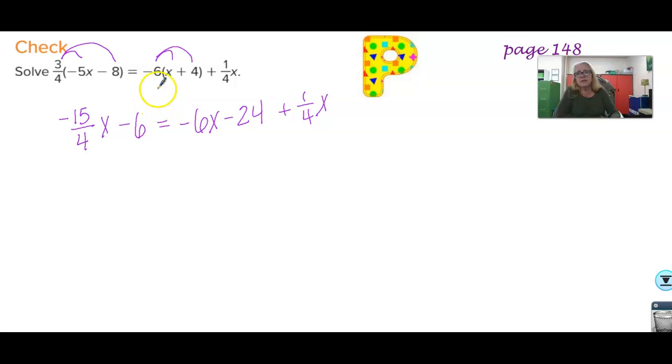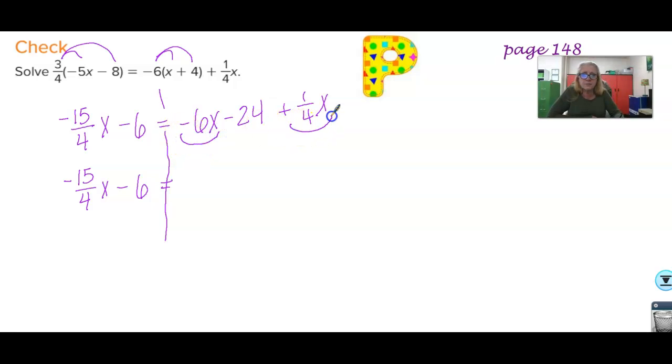Nothing to combine on the left-hand side. Think of this as like the Great Wall of Math here. You can combine like terms if they're on the same side. You can't combine them if they're on opposite sides. Nothing to combine here. Negative 15/4 x minus 6 is going to stay just like it is. Over here, though, we have the ability to combine these two x terms. A negative 6x and a positive 1/4 x is going to be equal to a negative 5 3/4 x.